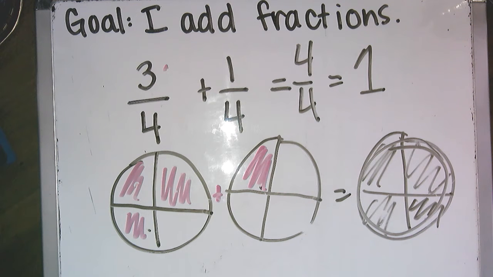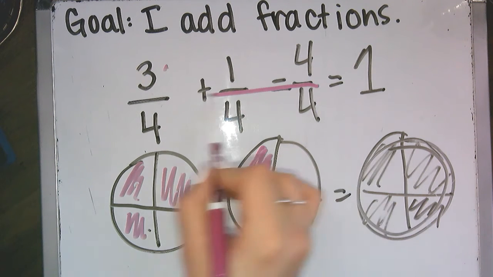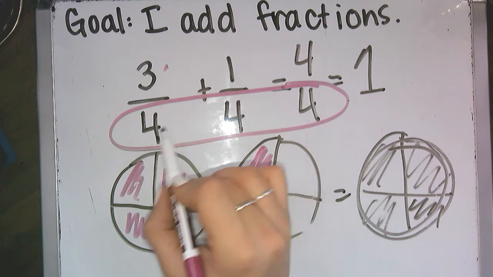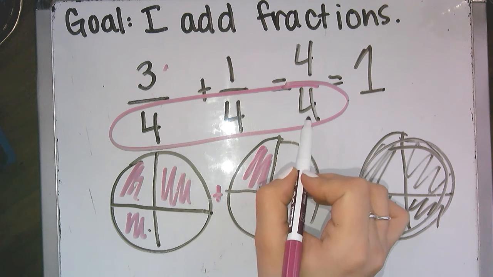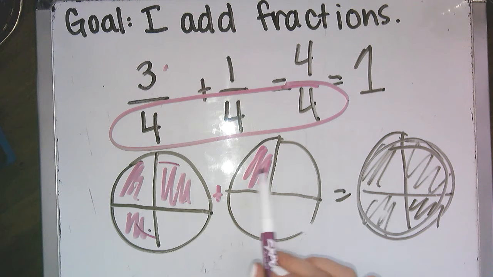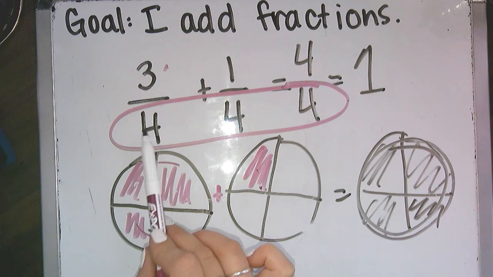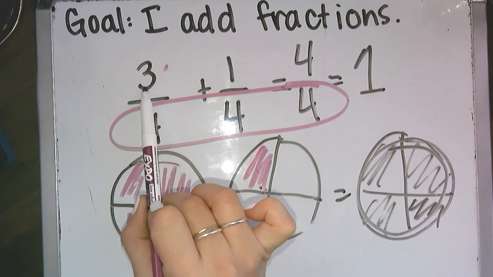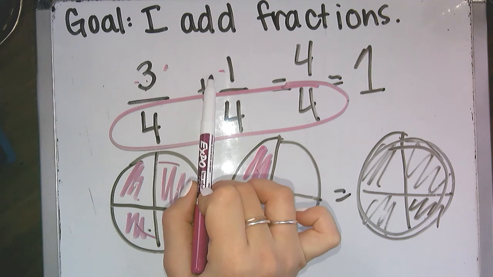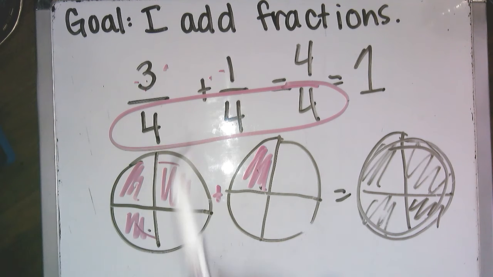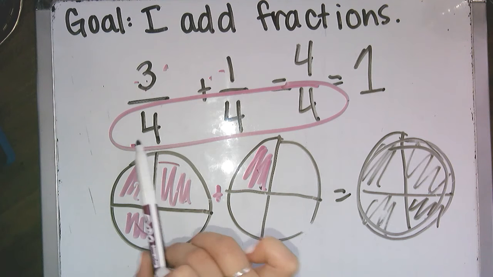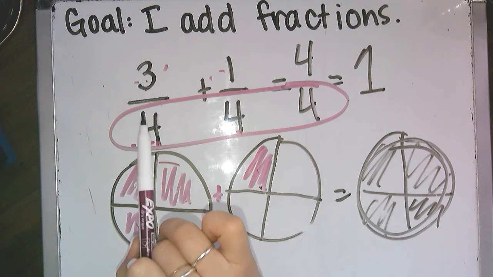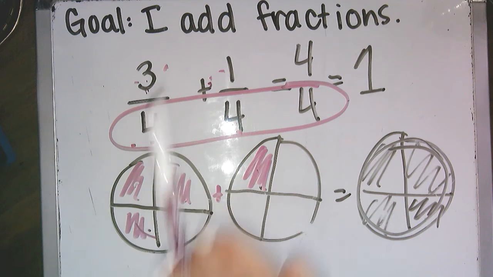So things you should notice: our denominator, our bottom number, stayed the same. We did not add 4 plus 4 and get 8 because our fractional pieces did not change. So our denominator stayed the same in this instance. And then we added our numerators. So as you go, it's super important to remember, if your denominators are the same number, they stay the same. And that's what we're dealing with right now. And then we just add our numerators.